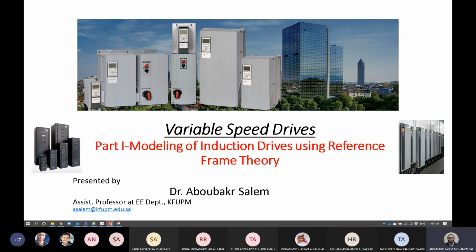Then in parts 2 and 3, guys, we will cover the different power electronic converters used in variable speed drives, and how we can control it, how we can implement it. And finally, there will be a last part in variable speed drives regarding how you can select your variable speed drive. These are the main three topics, and we would like to cover them up to the end of our classes. So today we will focus on the modeling of induction drives using reference frame theory.